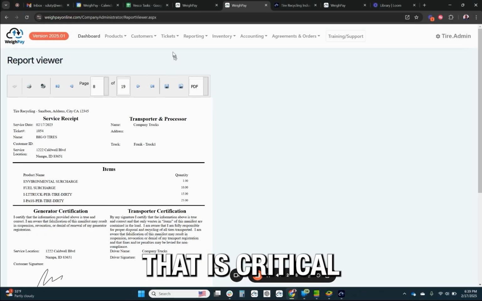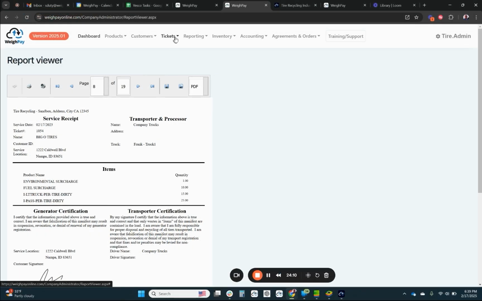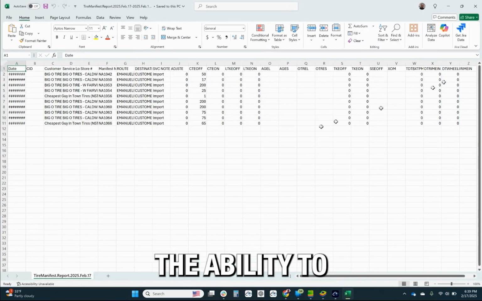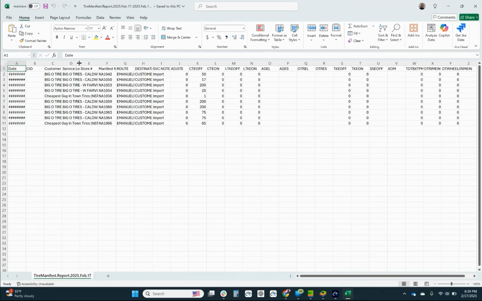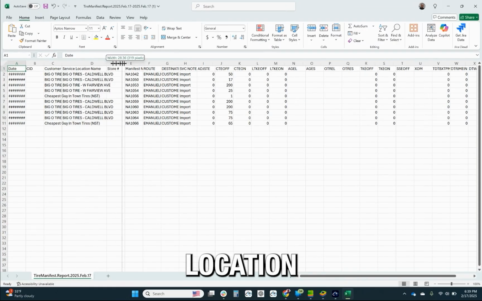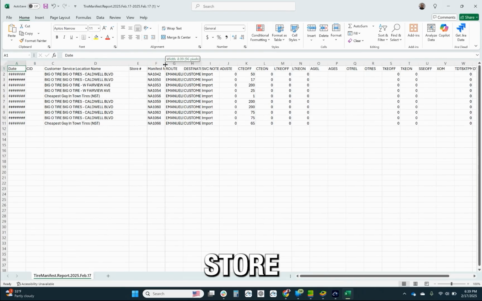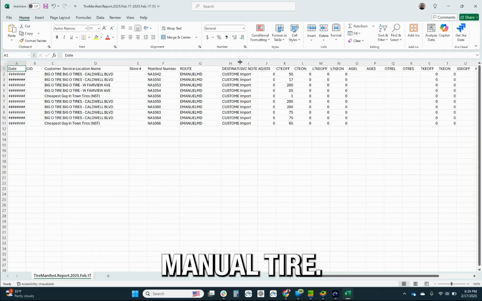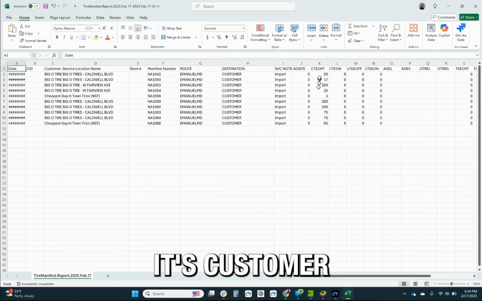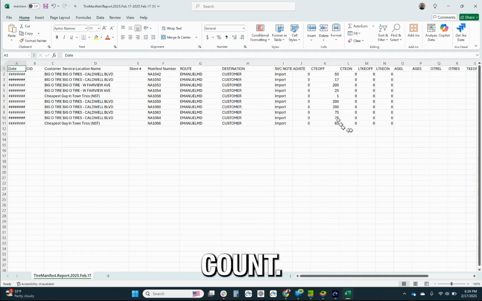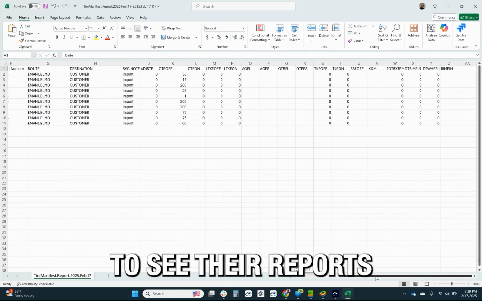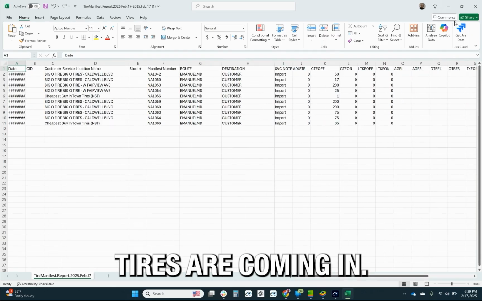The other report that is critical to Liberty Tire is going to open up in Excel. And this gives us the ability to see those transactions, the service location, store, manifest number, manual tire, its customer, count. It's very specific to Liberty Tire and how they want to see their reports as their tires are coming in.